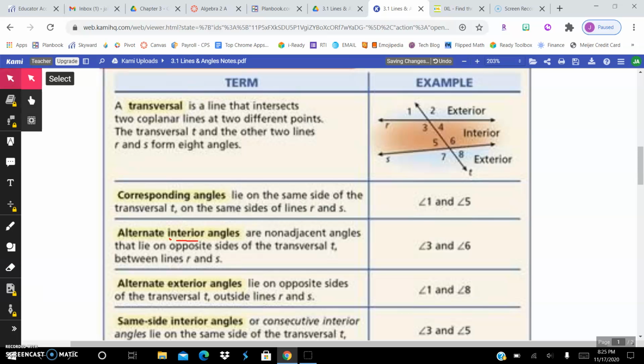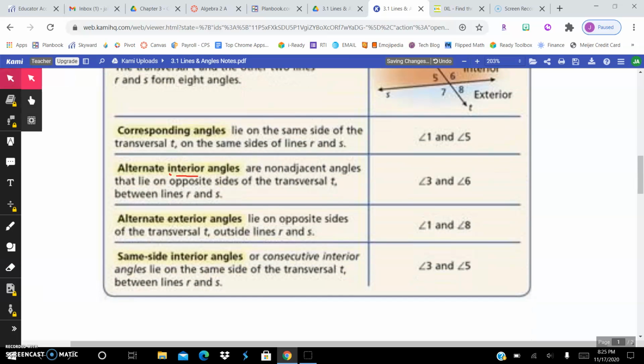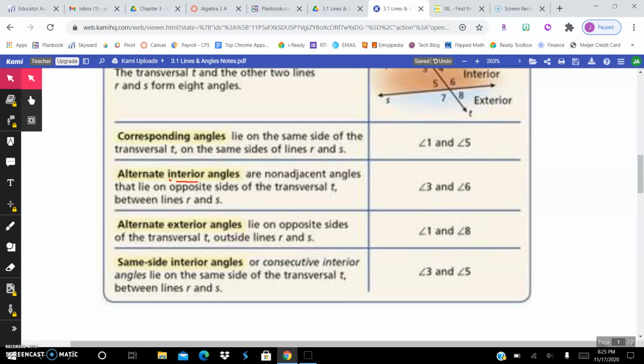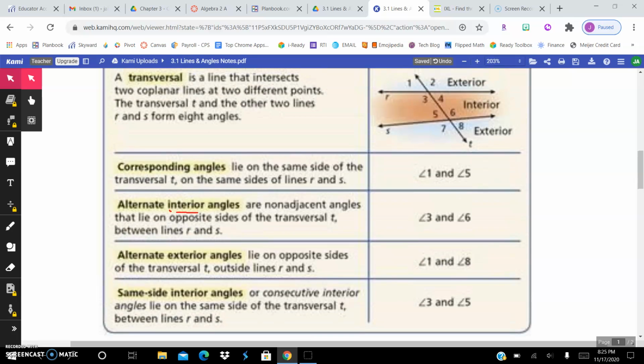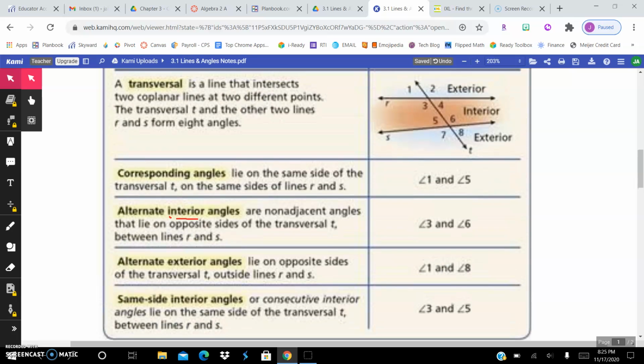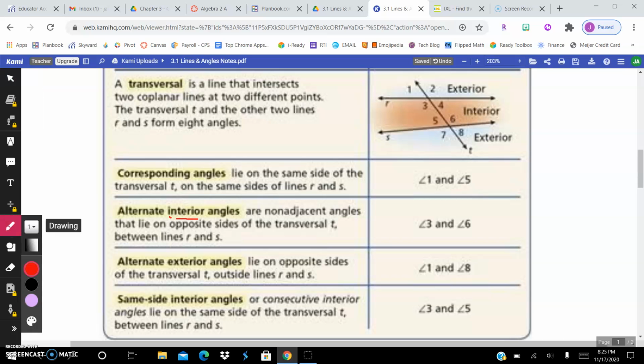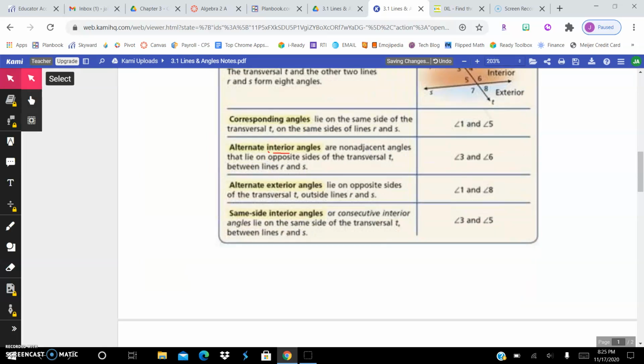And then our last one is same side interior angles, or consecutive interior angles, and they lie on the same side of the transversal between lines R and S. So their example here is 3 and 5. So here's 3 and here's 5. So same side, so on the same side of the transversal, and interior means inside. So we could say 4 and 6 also fit this category as a pair of same side interior angles.